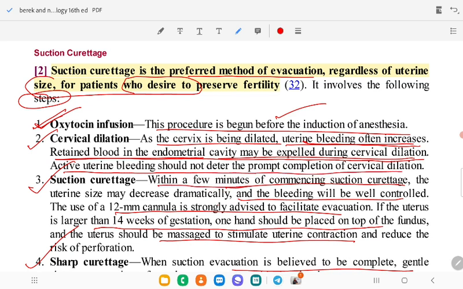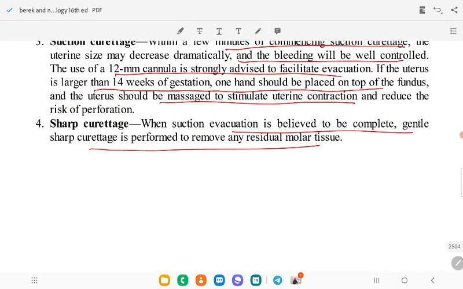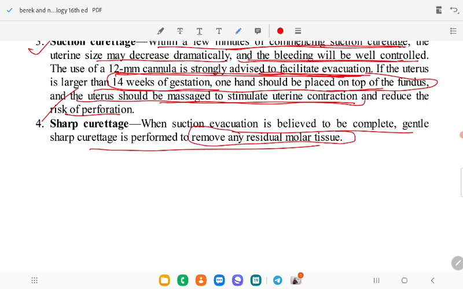Within a few minutes of commencing suction curettage, the uterine size may decrease dramatically and the bleeding will be well controlled. The use of a 12 mm cannula is strongly recommended to facilitate the evacuation. If the uterine size is larger than 14 weeks, one hand should be placed at the top of the fundus and the uterus should be massaged to stimulate contraction and reduce the risk of perforation. For evacuation to be complete, gentle curettage to remove any residual molar tissue.